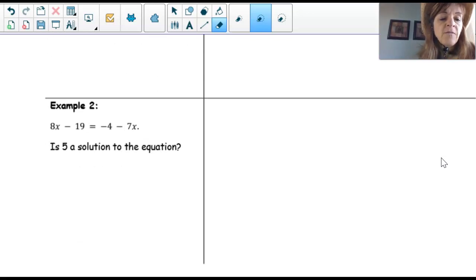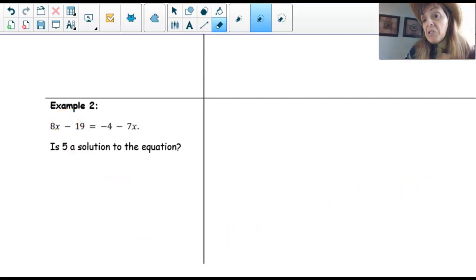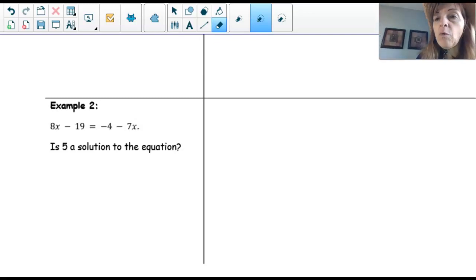Example 2. Is 5 a solution to the equation? All we want to do here is substitute the 5 for the x's. Every time you see an x, you're going to put a 5 and then see if both sides are equal, if the right equals the left. I'm going to put you down here, and we're going to try it.